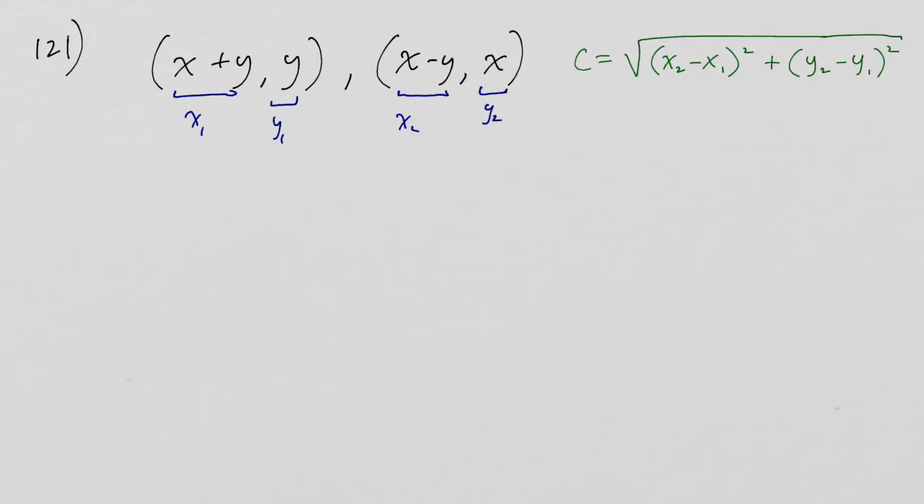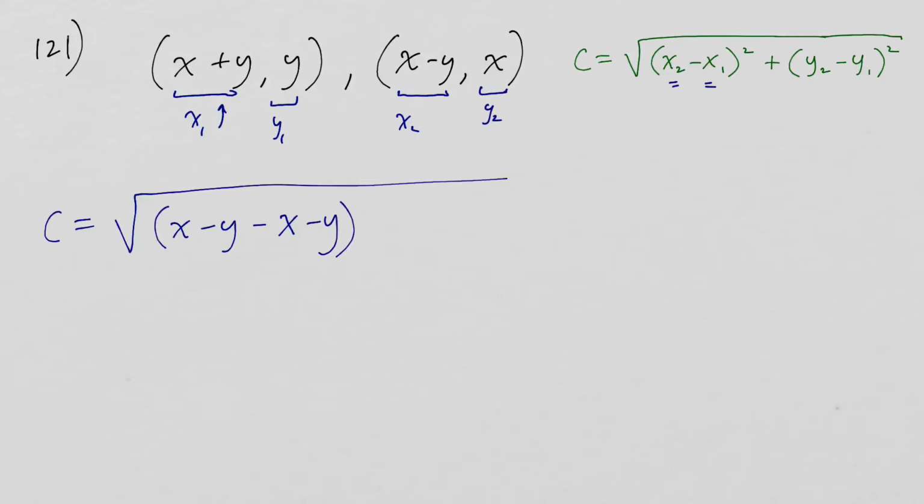Okay, so now C is equal to the square root of the difference of those items squared. So we have x minus y minus this. When we subtract that, I have to distribute the negative. So I'll have a negative x minus y, because I'm subtracting both of the coordinates, not just the first coordinate, squared. Plus the difference of our y's, y2 minus y1. So I have y2 is x minus y squared.